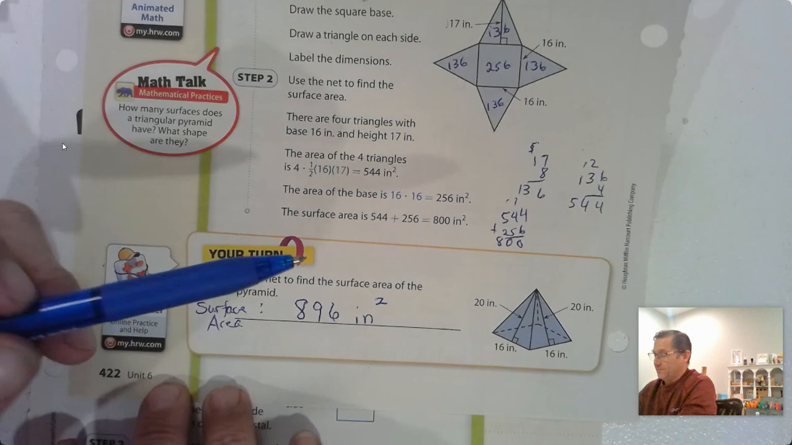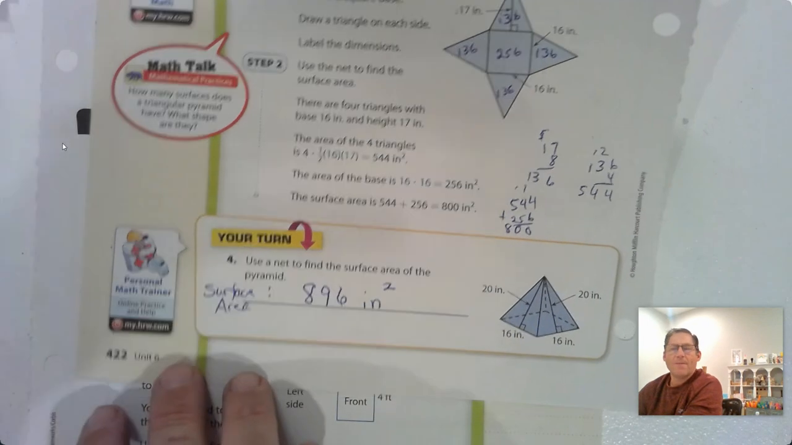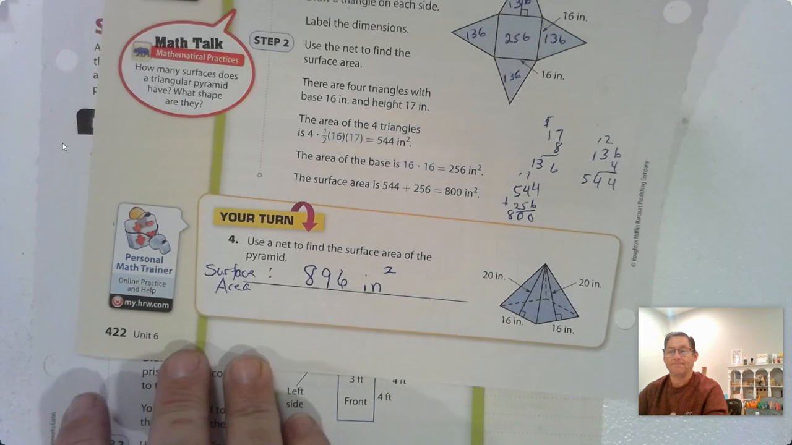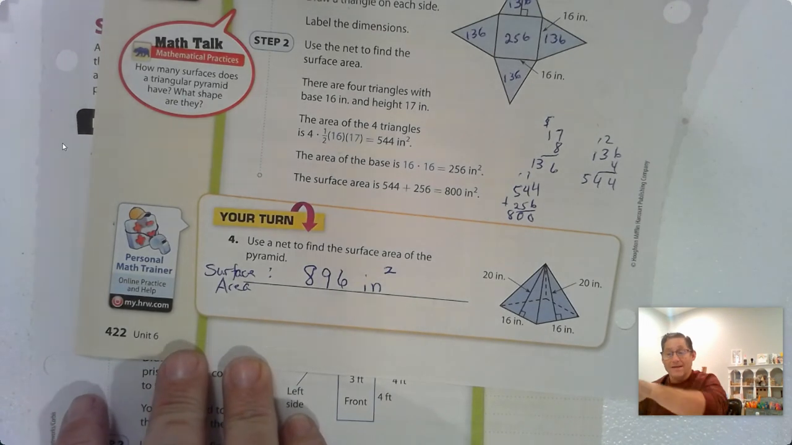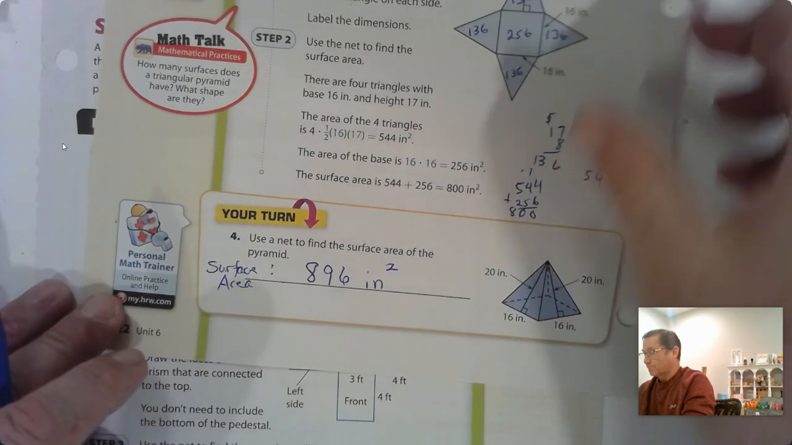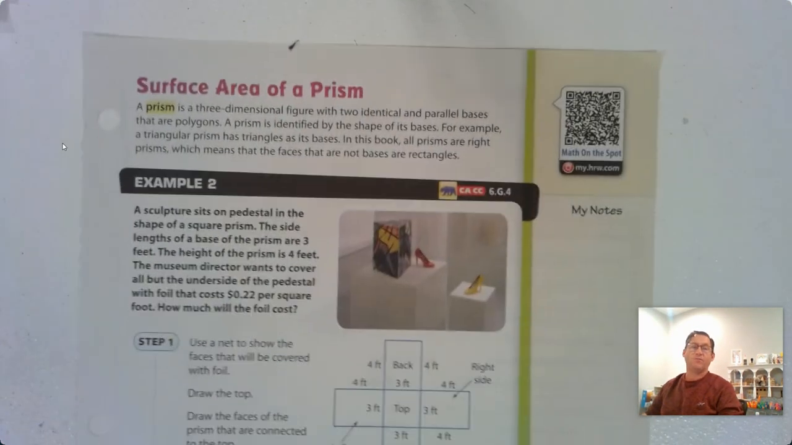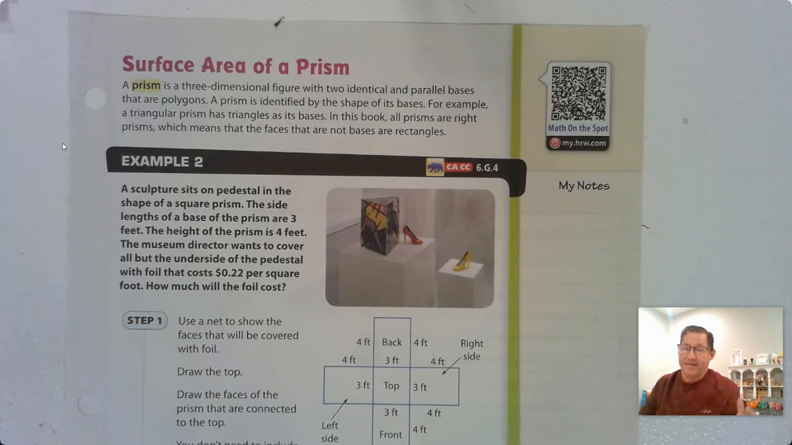So think of surface area as like wrapping paper. We want to cover the whole present, right? So we want to go around the outside or the surface of the gift. All right. Page 423, surface area of a prism. Same idea. We're just going to unfold the prism and add up the areas of the different faces.